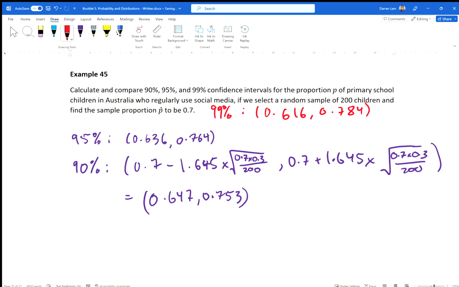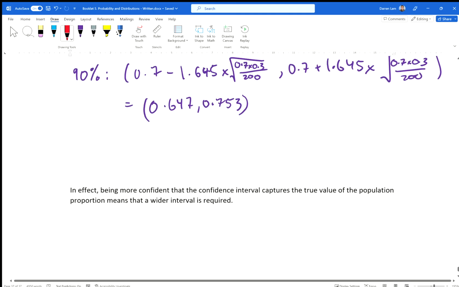What do you notice? As we increase our confidence level, what's happening to our values? At 90%, we have a difference from lower to upper of about 0.1. At 95%, we have about 0.13, and for 99% you have a difference of about 0.17. As you increase your confidence level, in order for you to be more confident, it makes sense that the interval you're focusing on needs to be wider as well. Being more confident that the confidence interval captures the true value of the population proportion means that a wider interval is required. It makes sense.